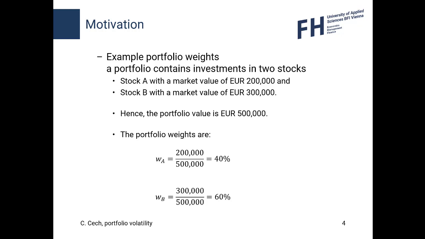How can we calculate the portfolio weights? For asset A, we divide the value that is invested in stock A by the total portfolio value, and we receive a weight for asset A of 40%, and for stock B, the portfolio weight is 60%, and you can see that 40% plus 60% is equal to 100%. The sum of the weights must always be equal to 1.